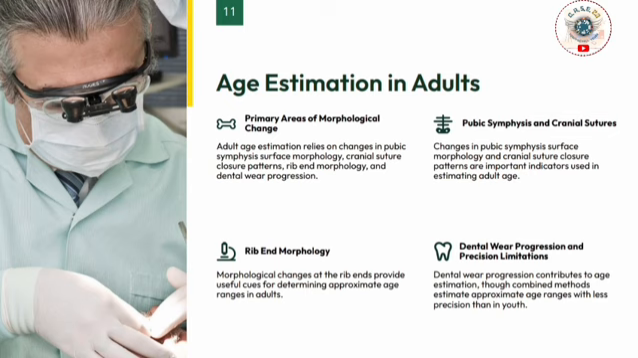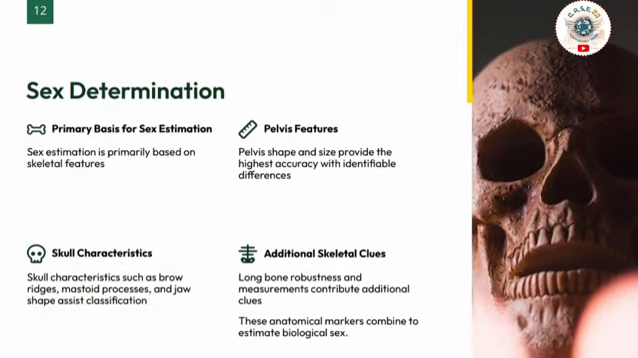How can we determine the biological sex using the skeleton? Sex determination from the skeleton is crucial because it narrows down identification significantly. The pelvis is the most reliable indicator because human females have adaptations for childbirth. A wider pelvic inlet, a broader subpubic angle, and a spacious birth canal are unmistakable biological traits. Male pelvises are narrower, deeper, and more robust.